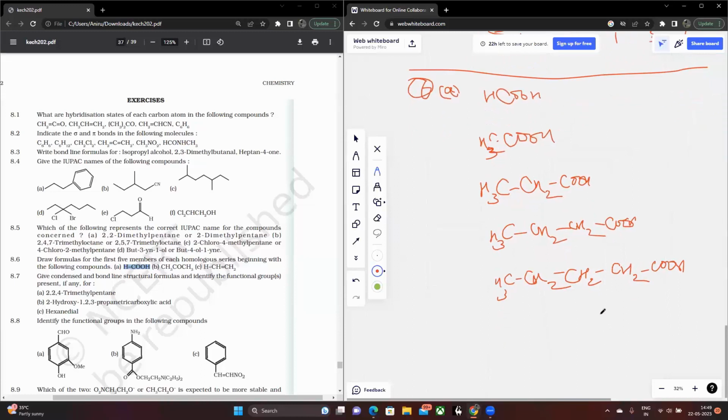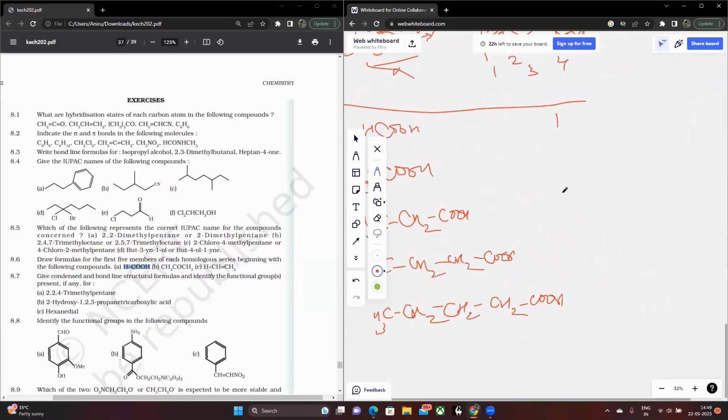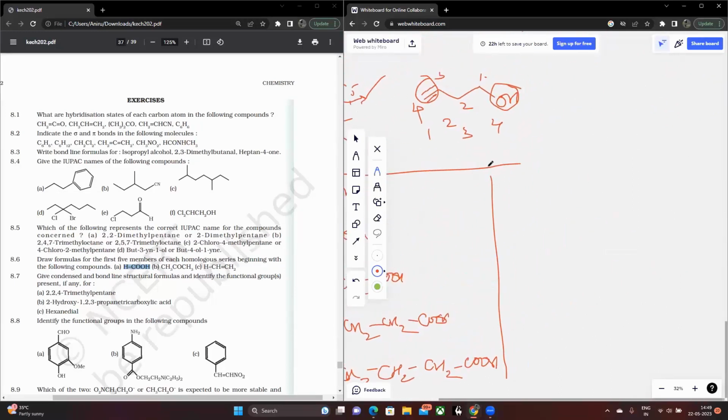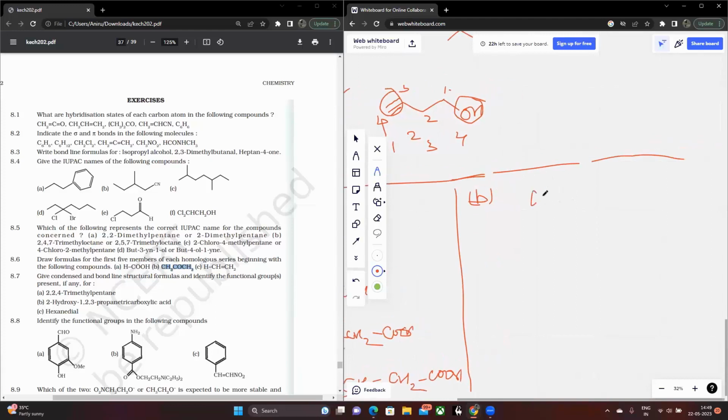CH3CH2CH2COOH, right? The first 5 members of your straight chain carboxylic acids. The second is basically the homologous series of ketones. The first ketone is acetone, or propane-2-one, that is CH3COCH3. The second is butanone or butane-2-one.